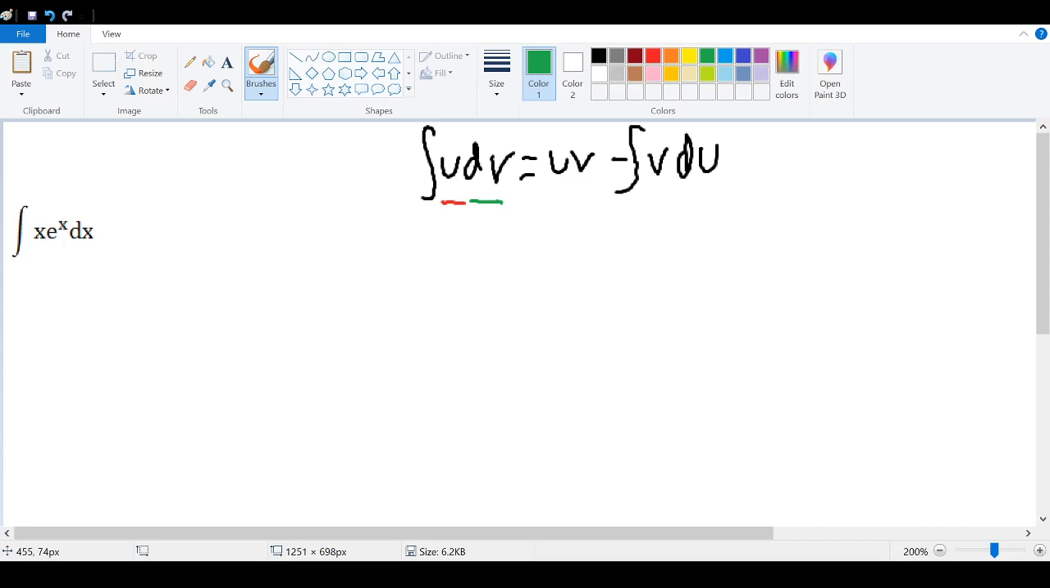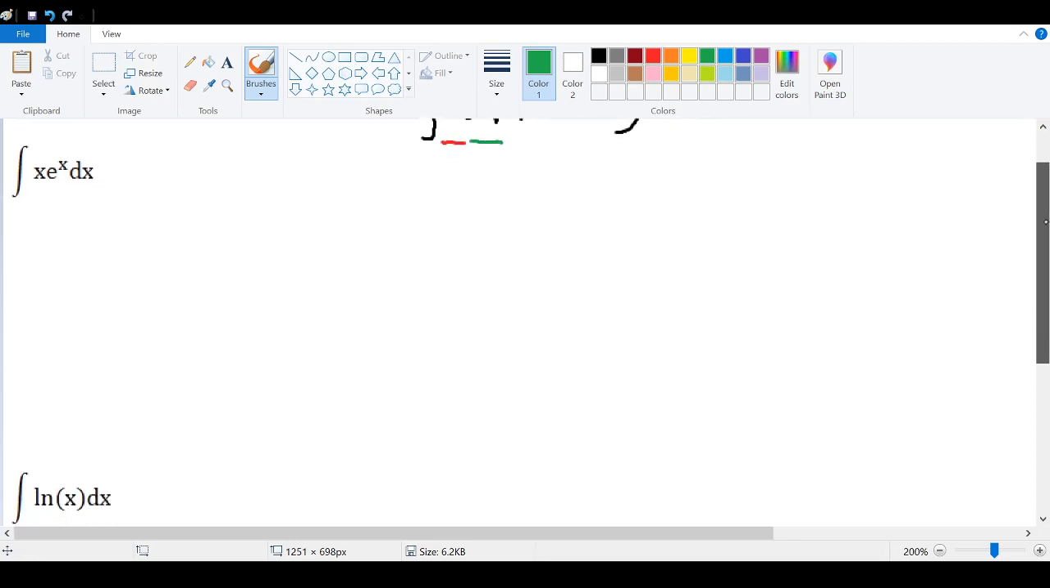And so let's take a look at this first problem, just to see if we can get some practice with choosing our u and our dv. So in my experience, I've found that whenever you just see an x like this, you should always just make that your u. So I'm going to do that, and the rest becomes the dv. So let's write everything out.